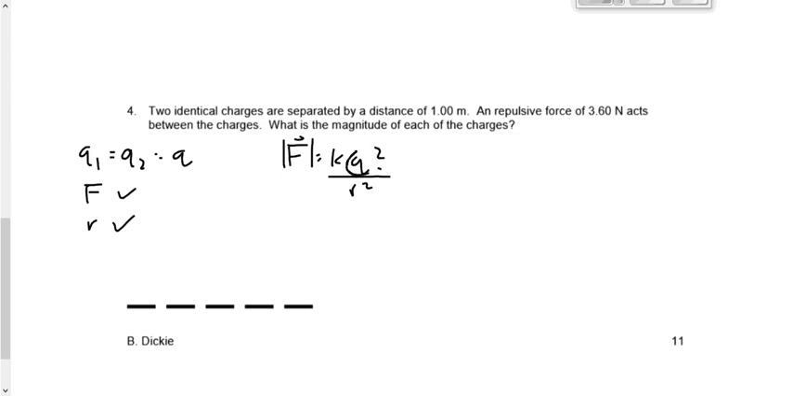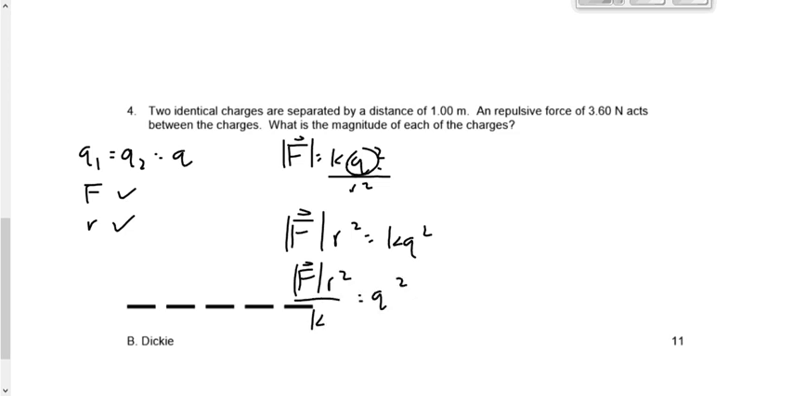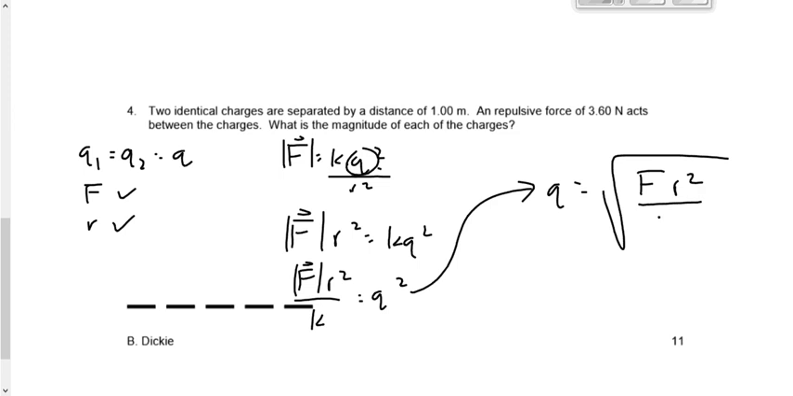And we're solving for Q here, so we take the R up by multiplying. F times R squared equals K times Q squared. The K goes down by dividing. F times R squared over K equals Q squared. And then how do I find Q? Square root it, right? Q is equal to the square root of F times R squared over K. Okay, you guys should be able to plug the numbers into this, right?